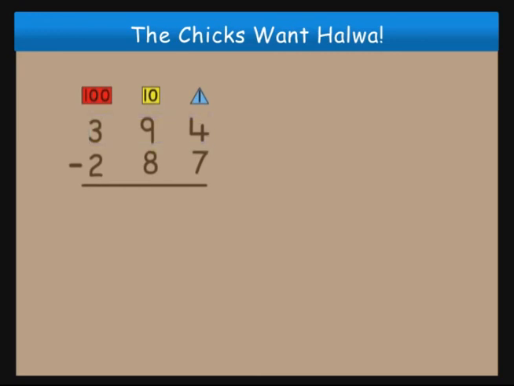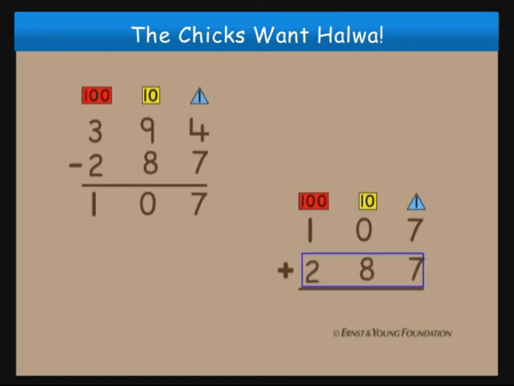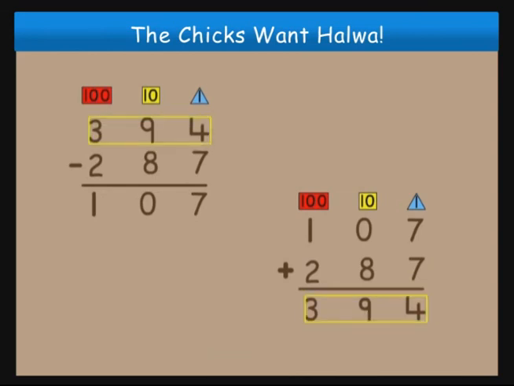394 minus 287 is equal to 107. 107 plus 287 is equal to 394.